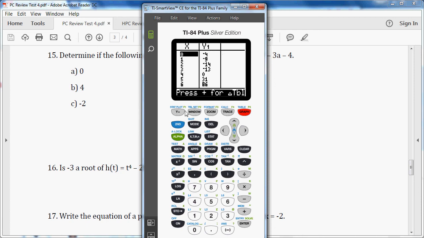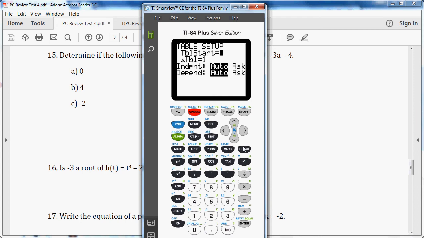Alright, I'm going to change my table by going to Second Table Setup. It's right at Window. And change the independent to Ask. So it will let me plug in whatever numbers I want. I don't have to see all the others. So I'm going to plug in 0, 4, and -2.